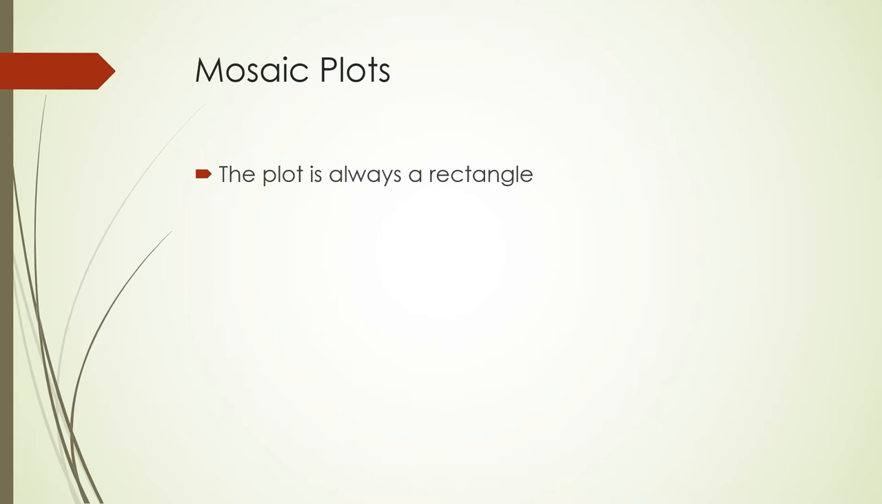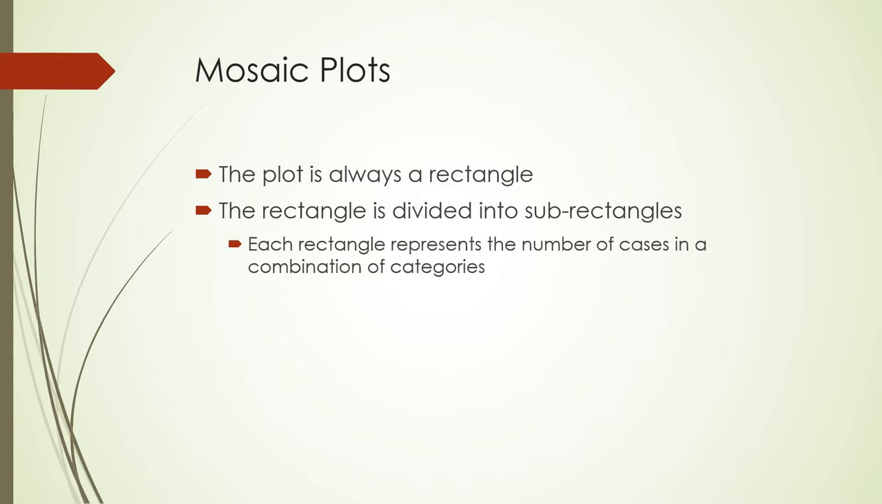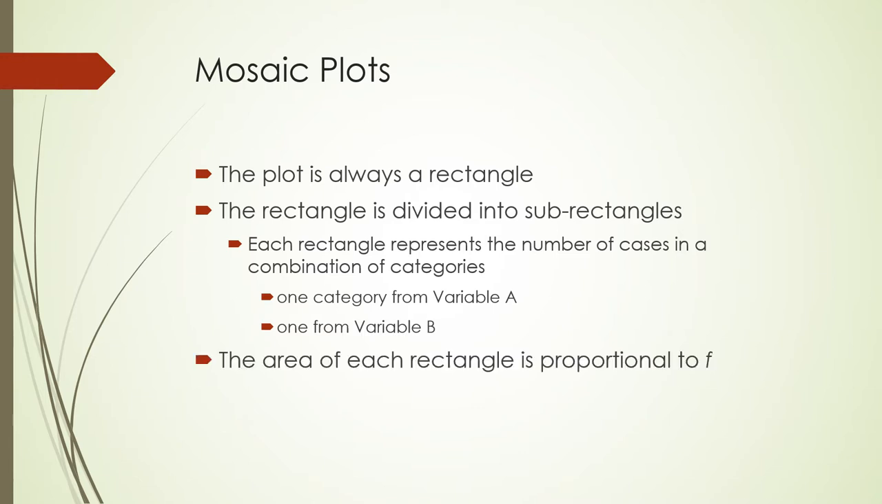But the plot is always a rectangle, and the rectangle is divided into sub-rectangles. And each little sub-rectangle represents the number of cases in a combination of categories. So the number of cases in one cell of a two-way contingency table. You know, one category from this variable to the other. And the area of each rectangle, and this is the genius of the mosaic plot, is proportional to that frequency, to the number of cases in that little cell in that combination of things.